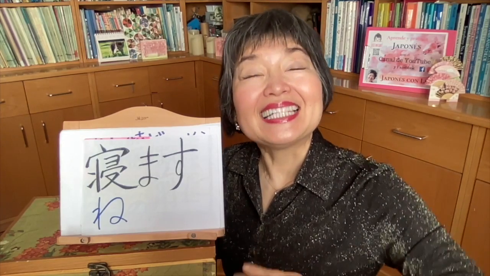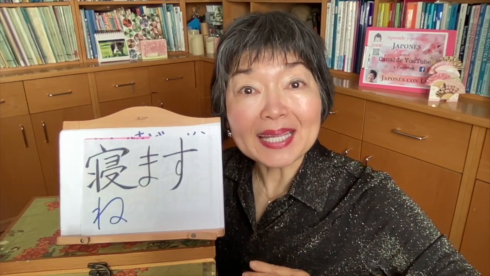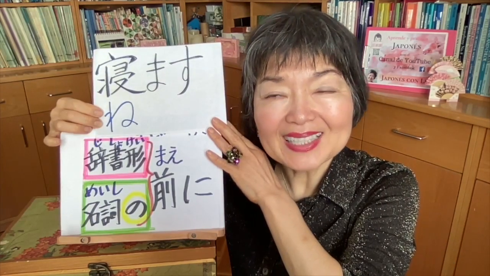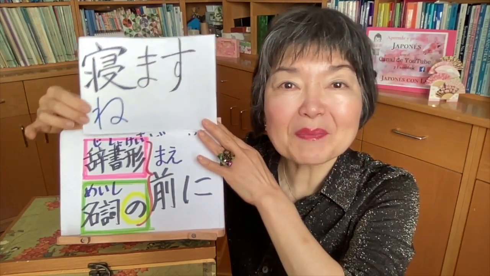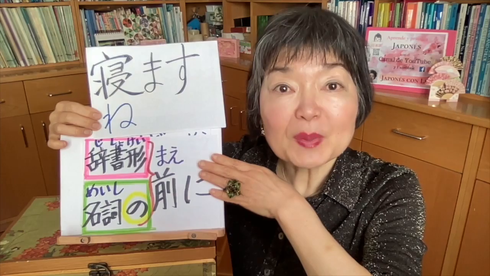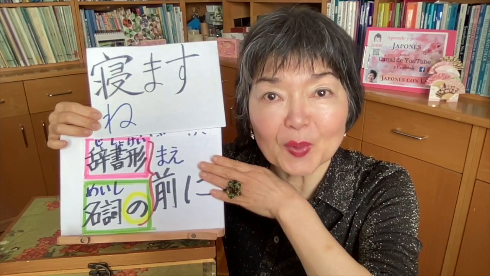It means, before I go to bed, I close the windows. Before going to bed, we need to use this verb, 寝ます, to go to bed. This is the second group. And we must change to the dictionary form.